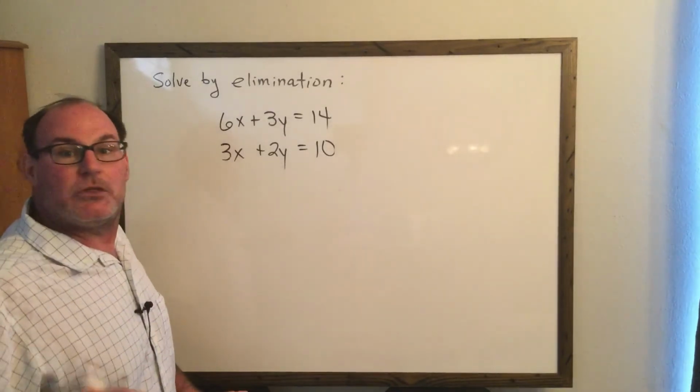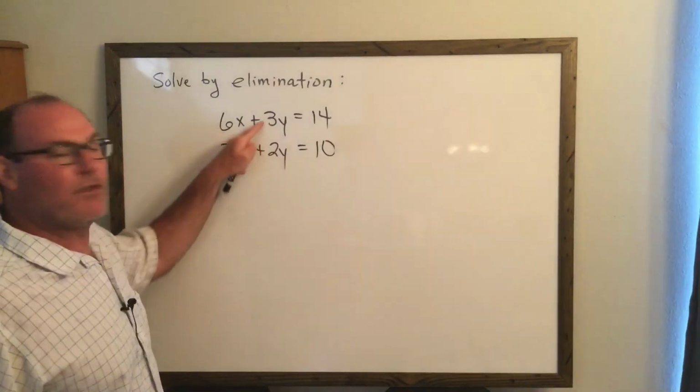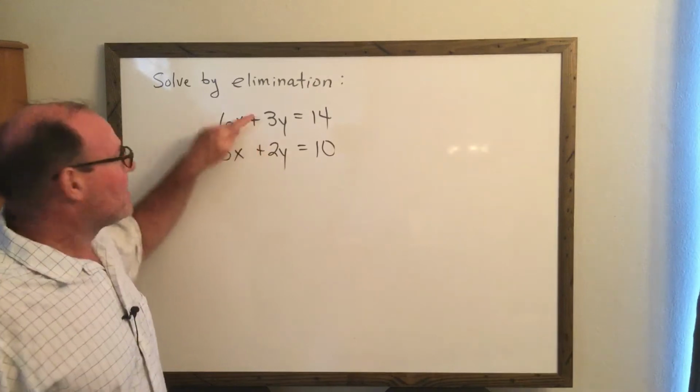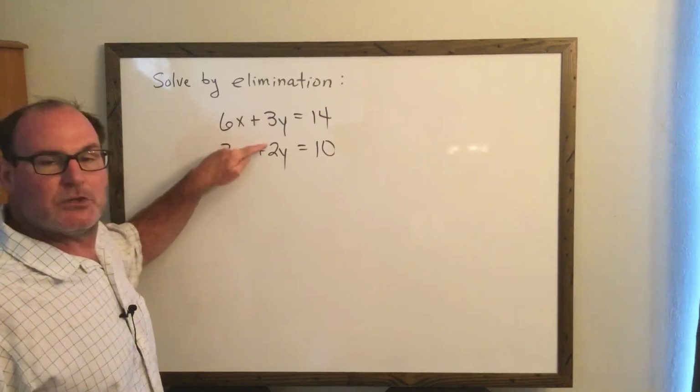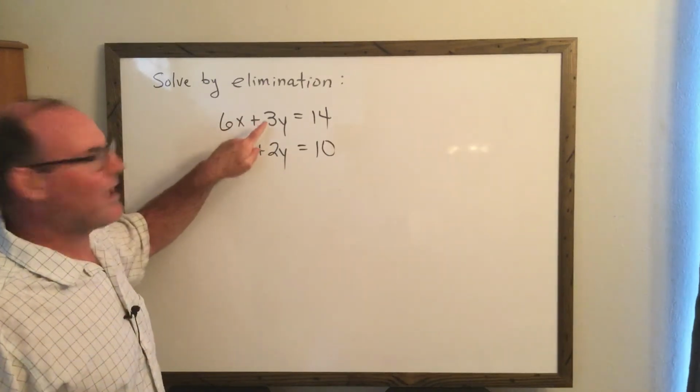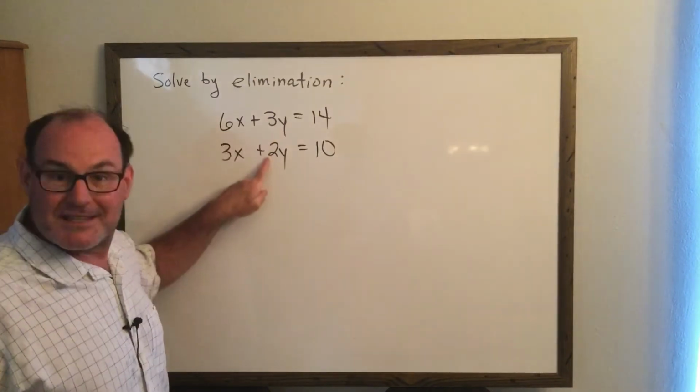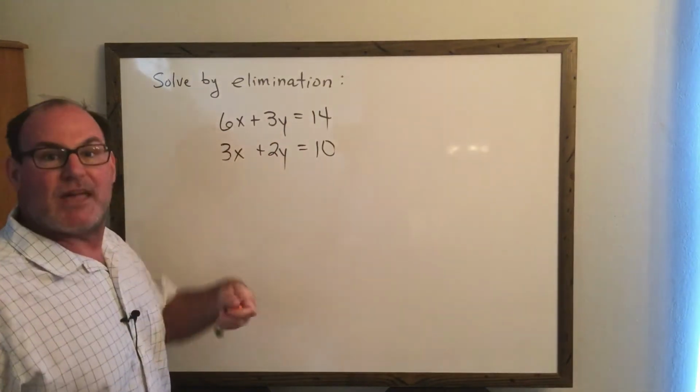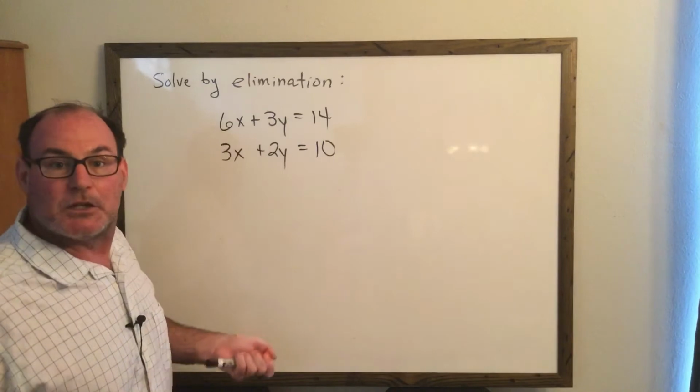Now, if you wanted to, there's absolutely nothing wrong with eliminating the y's, but notice this. The common multiple between 3 and 2 is 6, so I'd have to multiply the top equation by something as well as the bottom equation by something. Again, that's not a problem, it's just a little more work.